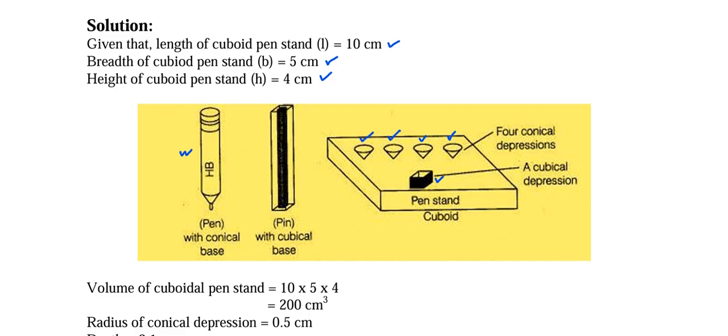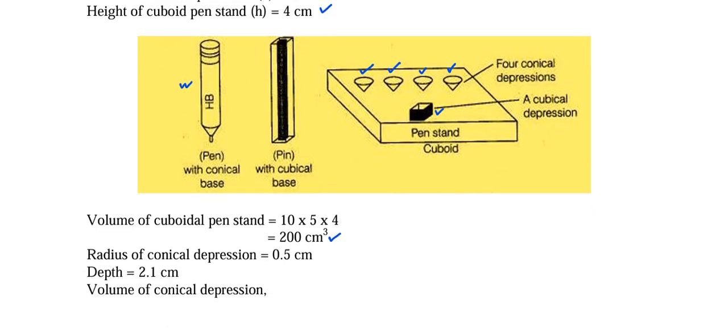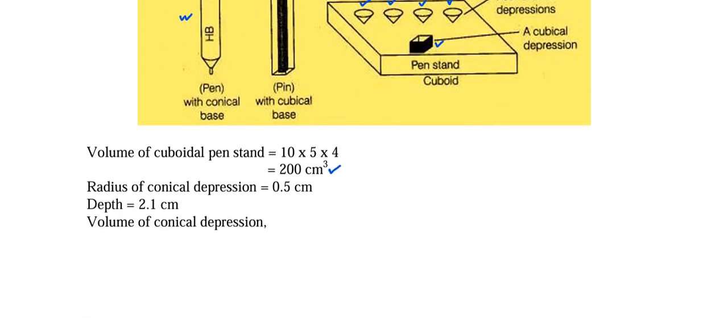Volume of the cuboidal pen stand, we know that it is L into B into H, or length into breadth into height. 10 into 5 is 50, 50 into 4 is 200, and we know that the unit of the volume is cube centimeter. So the radius of the conical depression is 0.5 centimeter. Depth is 2.1 centimeter.